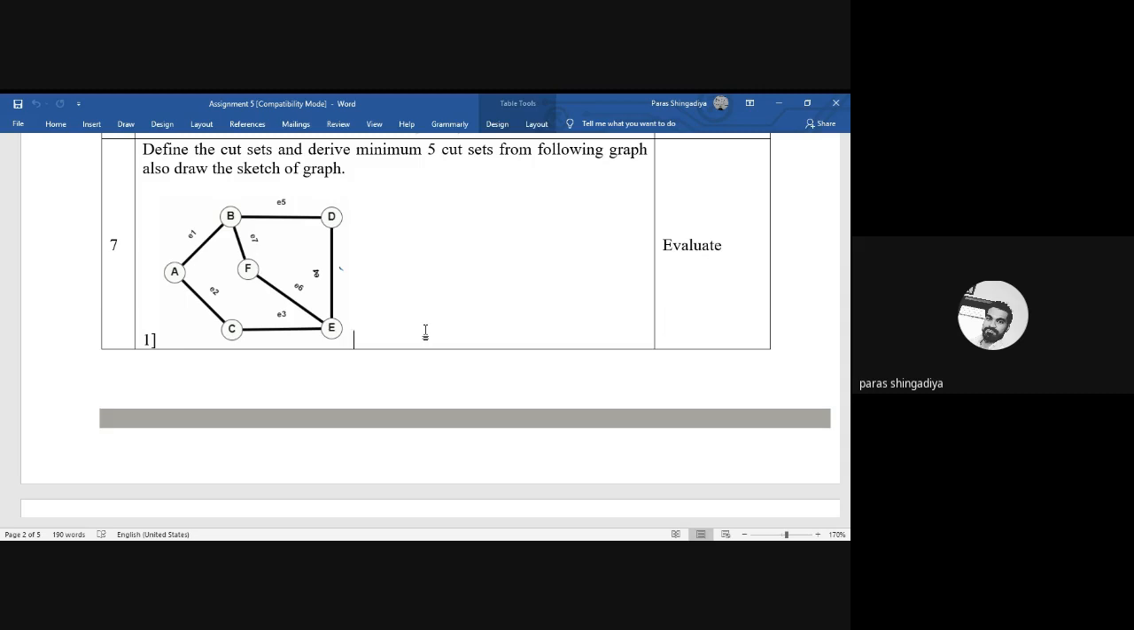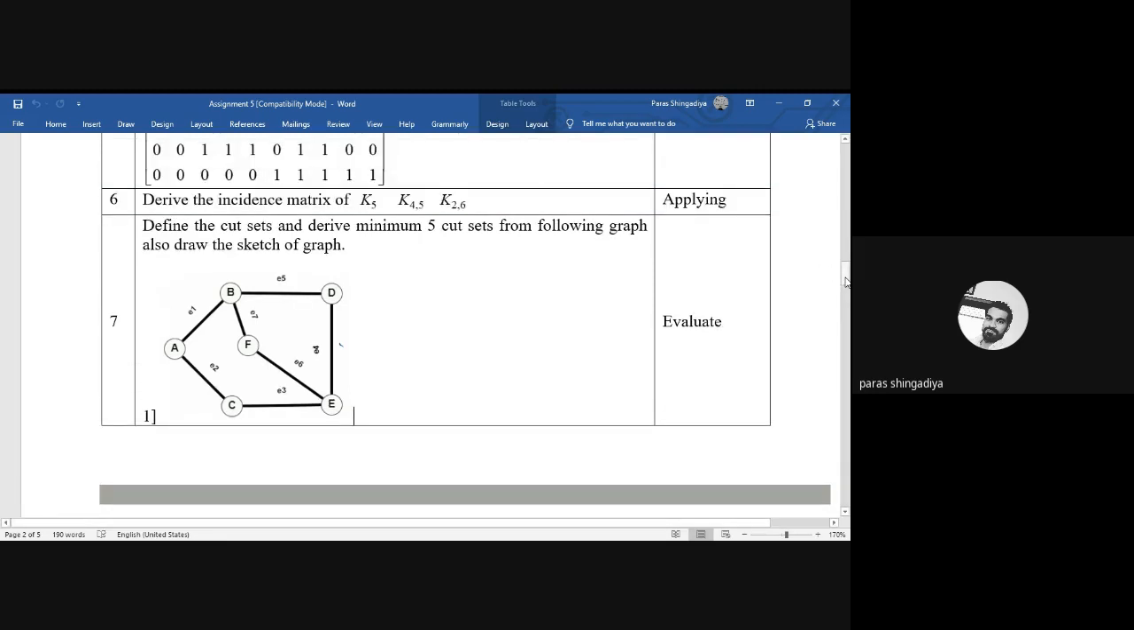Okay, so we had finished the sixth question in the last lab. Clear? Now let's start question number 7. In question number 7, you first have to write the definition of cut set. Then derive the minimum 5 cut sets of the following graph, and also you can draw the sketch.